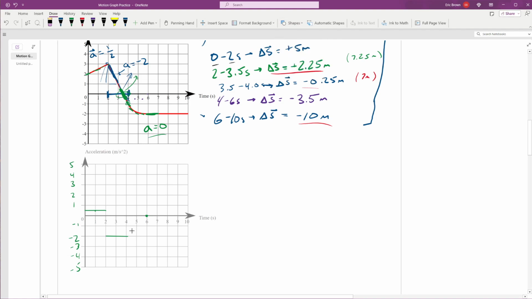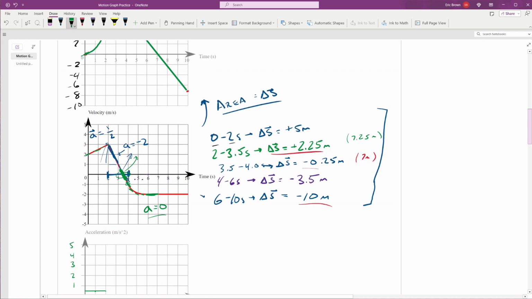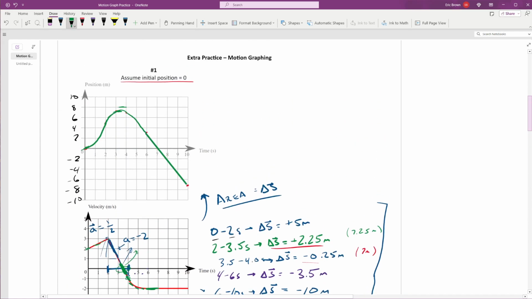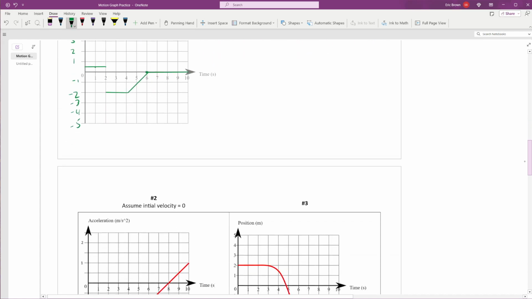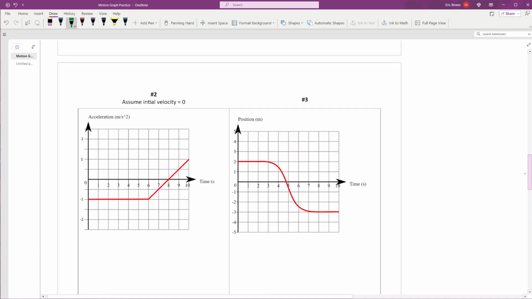You just want to show that you understand that we're going to go from -2 acceleration to 0 acceleration, and then I end with 0 acceleration from 6 seconds all the way to the end. So there you go. There's my acceleration graph. Not as bad, I don't think. You're just doing slopes, right? Okay, there's the first one. Let's do a couple others.